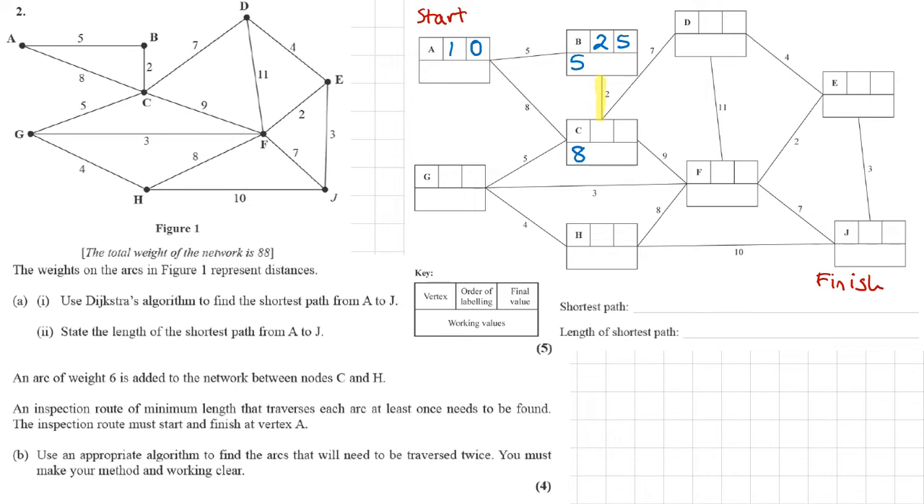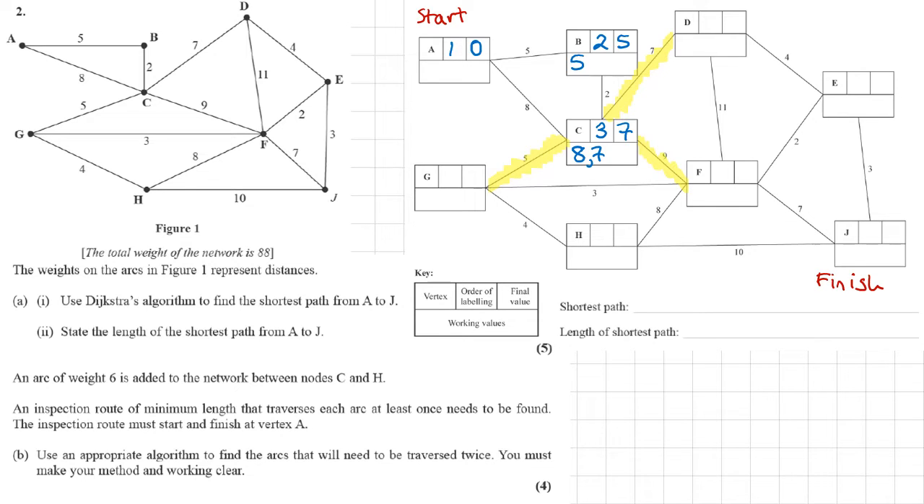I then look at the vertex or vertices which are directly connected to B, and that's only C, and so I can work out C's working value, so that's going to be 5 plus 2, so that gives me 7. Now C is the only vertex with working values, so 7 is going to be the lowest because it's the only value, so that becomes its final value, and this will be the third vertex that I label.